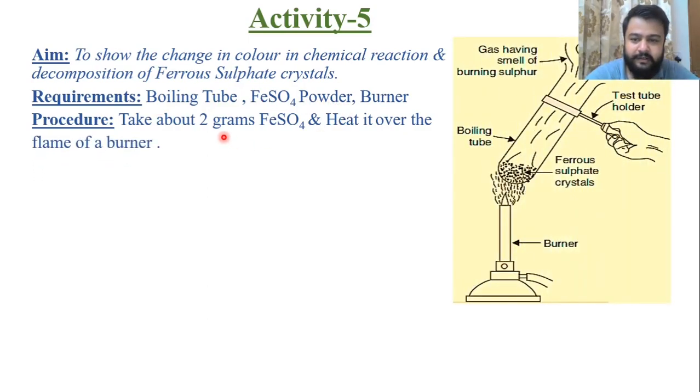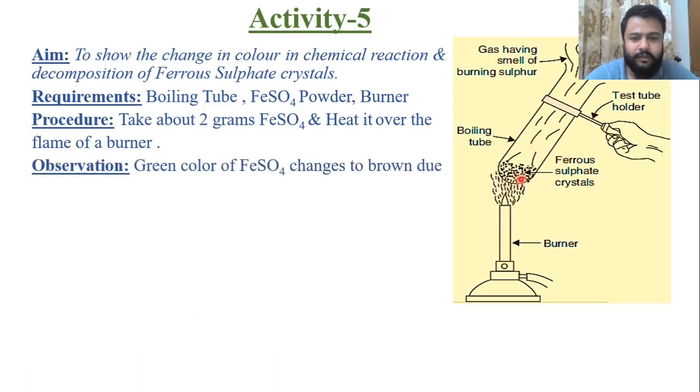The procedure is: take 2 gram of FeSO4, which is green in color, and heat it over the flame of a burner. You can see this in this figure. This is your burner and you are heating the green color crystals of FeSO4. Mostly ferrous crystals, that is iron crystals, are green in color. We are heating it in a boiling tube and we observe a gas having a smell of burning sulfur coming out of it after some time, and this green color converts into brown.